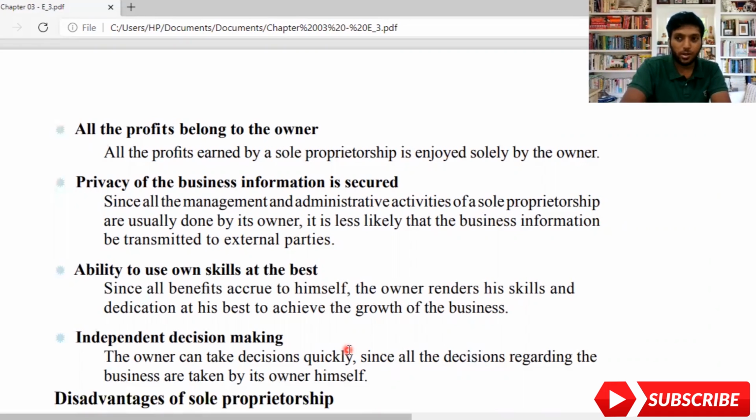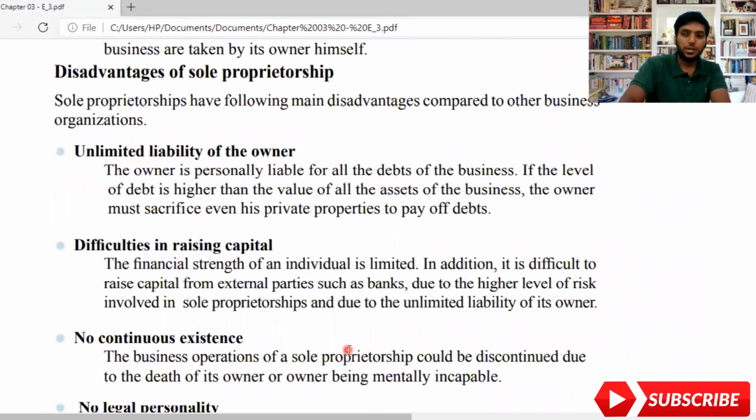Then the disadvantages of sole proprietorship: unlimited liability of the owner. What is this unlimited liability of the owner? As I said in the characteristics, I'll explain what unlimited liability is. If you take a loan and you can't pay it on time, sometimes you might even sell your assets to pay the loan. That's what we call unlimited liability of the owner.